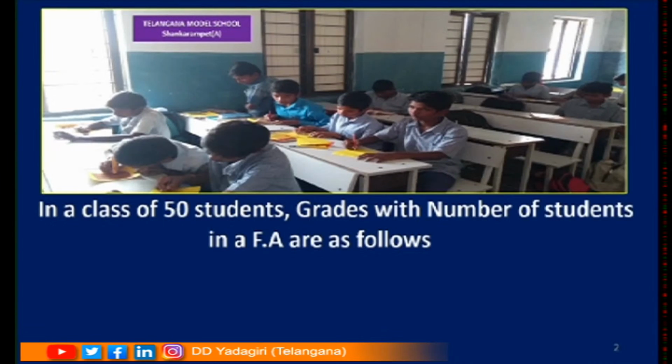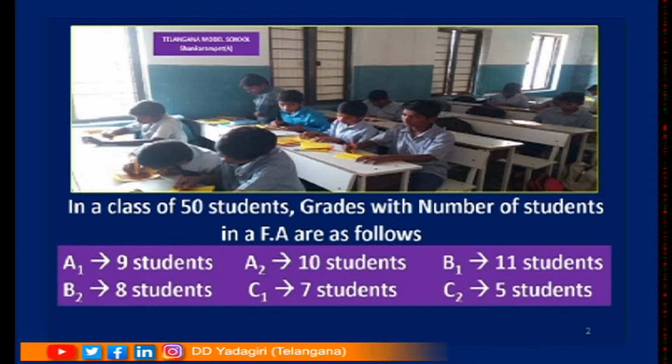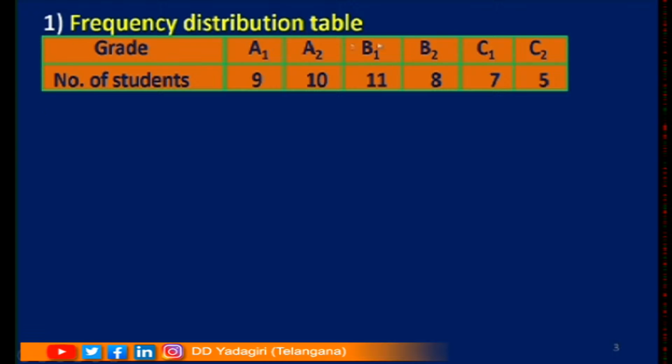Okay children, now observe the screen. It is a classroom. Grades with number of students in FA are as follows. Children, this is the raw data. How can we represent this raw data in the form of a table? Let us understand. Like this we can represent the previous raw data in the form of a frequency distribution table. Now, can we represent the same using a graph?